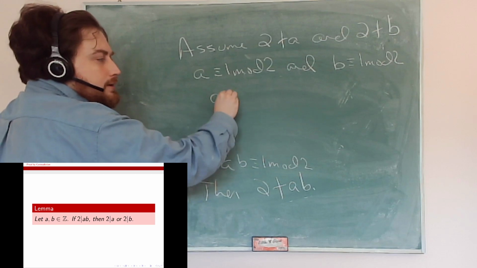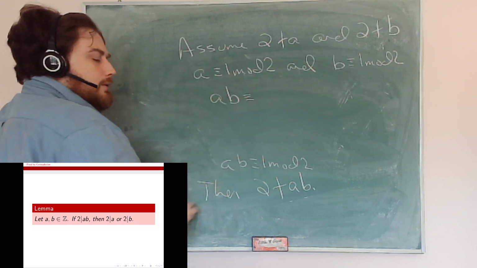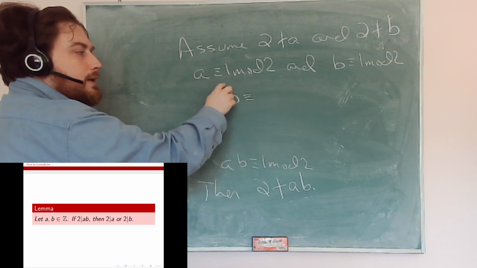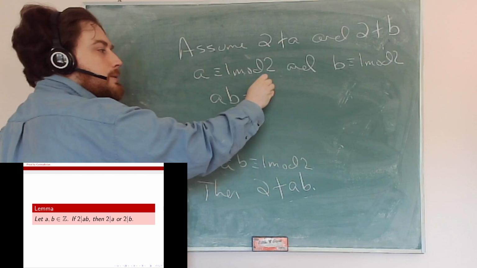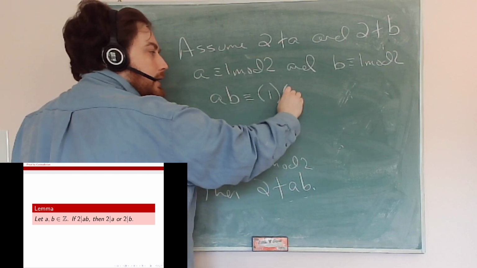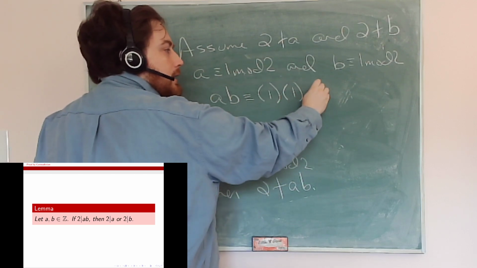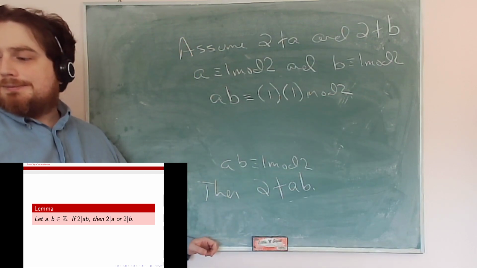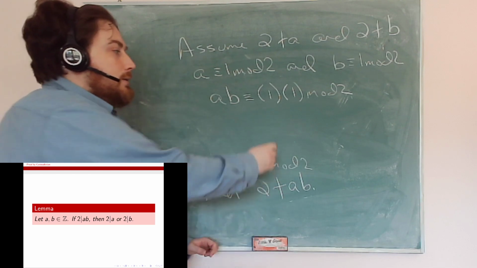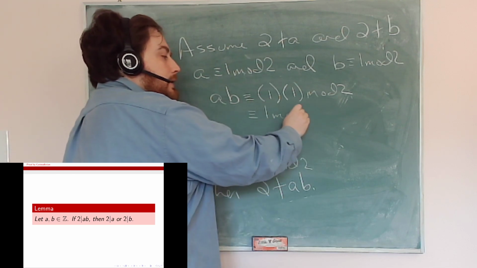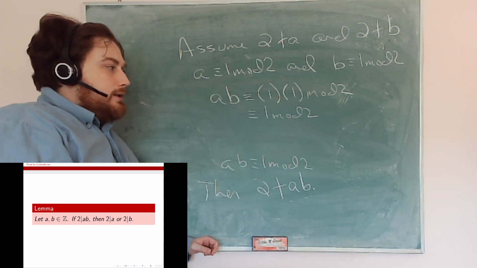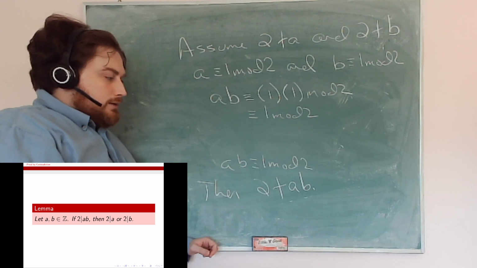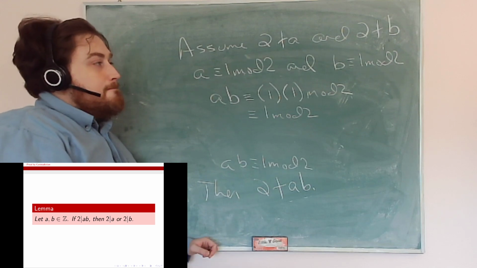And again, we're going to do that by a substitution. I have a times b is congruent to, and now, because we're working mod 2, I know that I can substitute in what each one's equivalent to. So instead of a, I can substitute in 1. Instead of b, I can substitute in 1. So a times b must be congruent to 1 times 1 mod 2. Well, what does that mean? Well, 1 times 1 is just 1. So a times b is congruent to 1 mod 2. Therefore, a times b is odd. So 2 does not divide a times b.